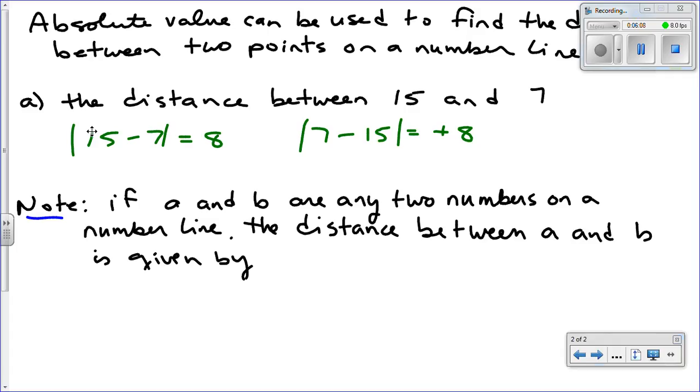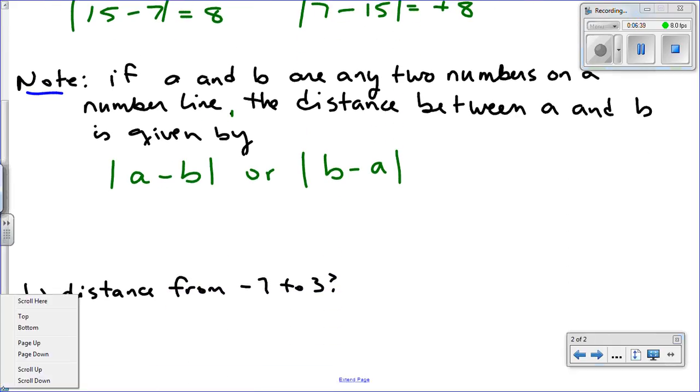So here is our definition. If A and B are any two numbers on a number line, the distance between A and B is given by the absolute value of A minus B, or the absolute value of B minus A. Either way, we'll get a positive result. Notice the definition does not say that A is larger than B or B is larger than A. It doesn't matter which order that's done in.